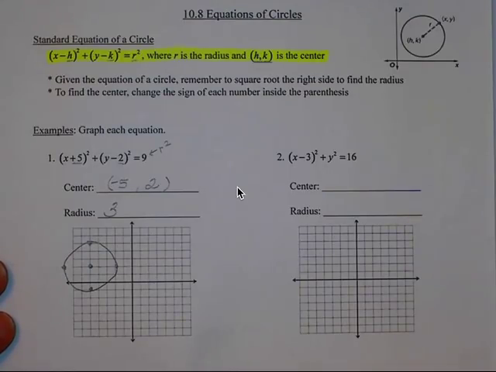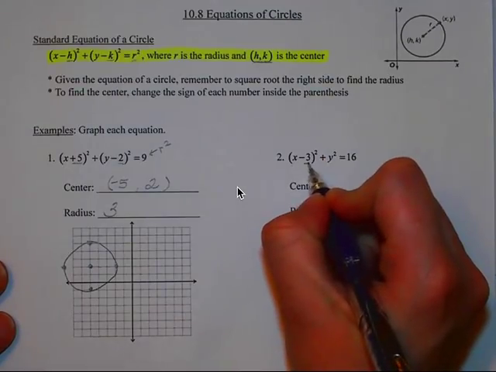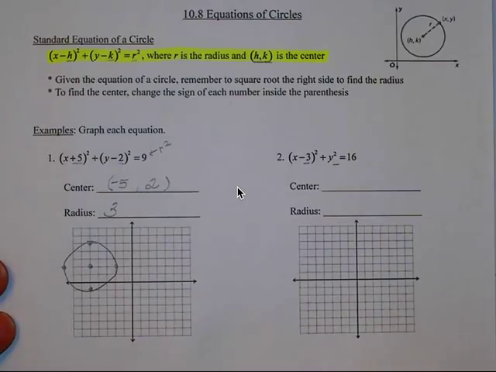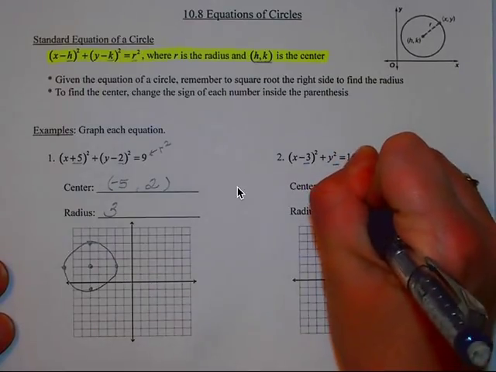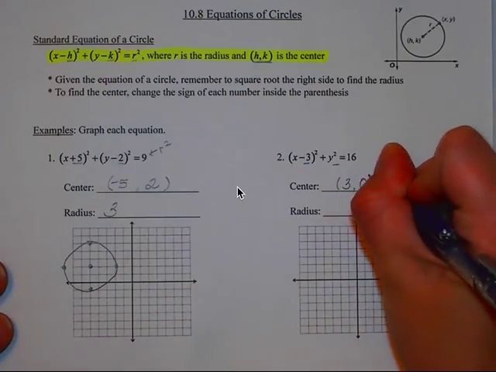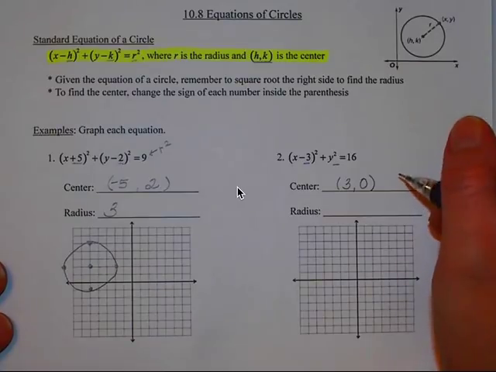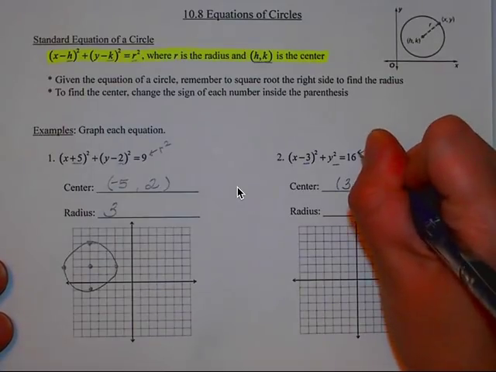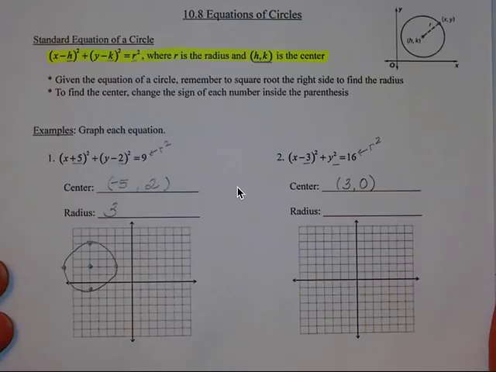Okay, the second equation is in standard form as well, so we can simply pull out the center by looking at what's added or subtracted to x and y. So we have x minus 3, so the x coordinate of the center is 3. Y doesn't have anything added or subtracted, so the y coordinate of the center is 0, plus or minus 0. On the right side of the equation, r squared is 16. So if we square root 16, the radius should be 4 units.